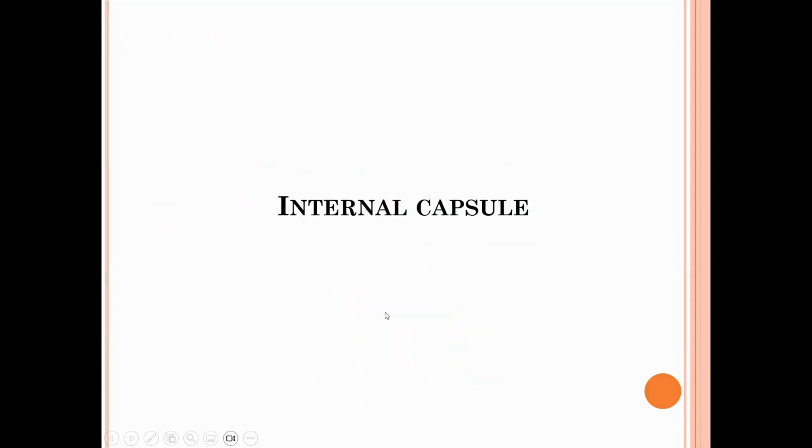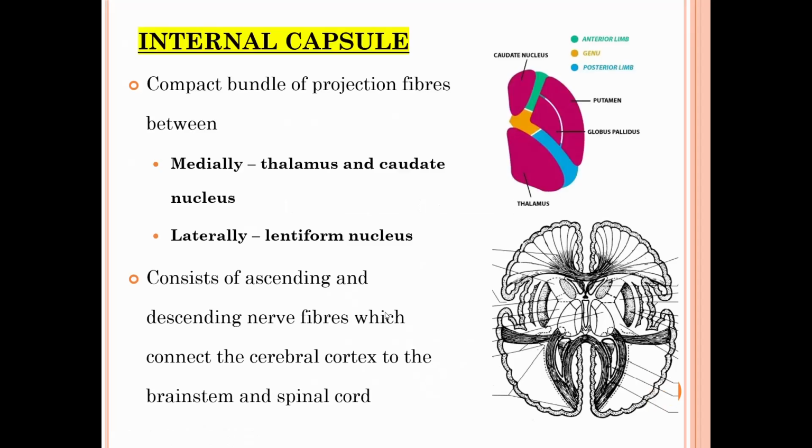Okay, another example of projection fibers is the internal capsule, which is a very important topic. It is a compact bundle of projection fibers which is present here. You can see here medially there is the thalamus and the caudate nucleus, and laterally there is the lentiform nucleus. The lentiform nucleus consists of the outer aspect, the putamen, and the inner aspect, the globus pallidus. So this V-shaped structure that you are seeing is the internal capsule.